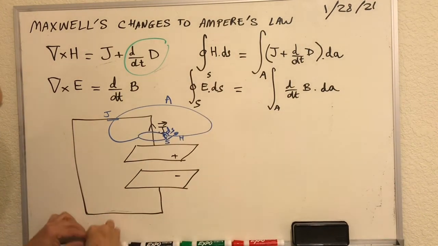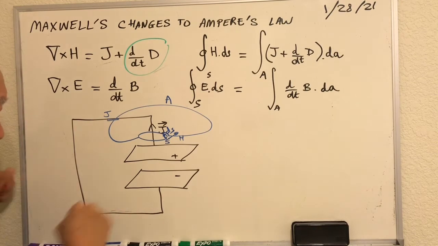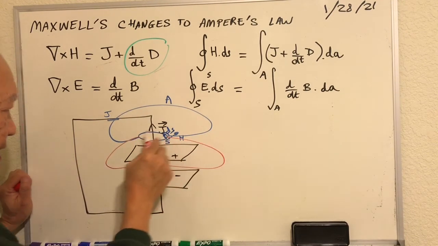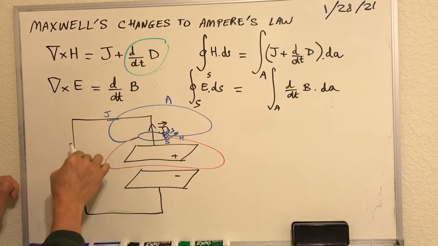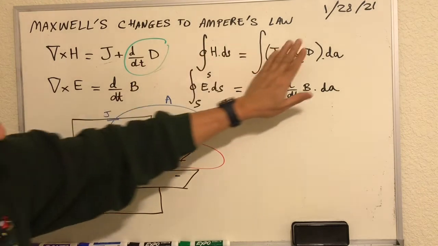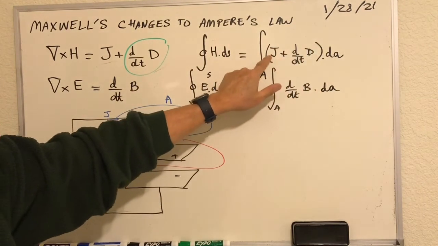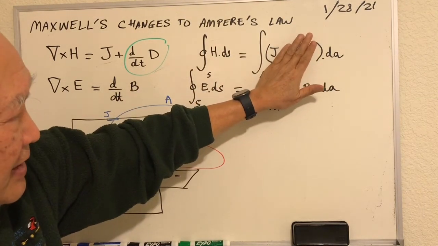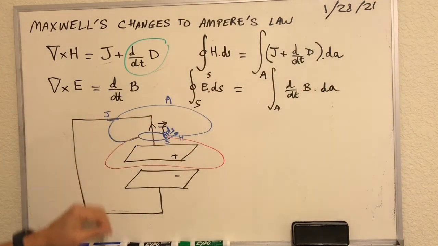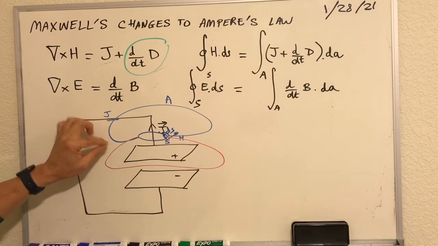However, if instead of that surface, you take another surface which does not intersect at all with the current J, then originally when you take that integration, since there's no J and there's nothing here in the original Ampere's law, the result would be zero, which is inconsistent with the other way.